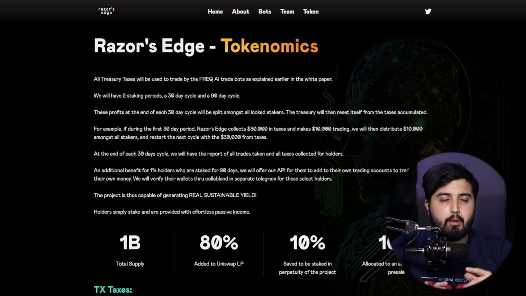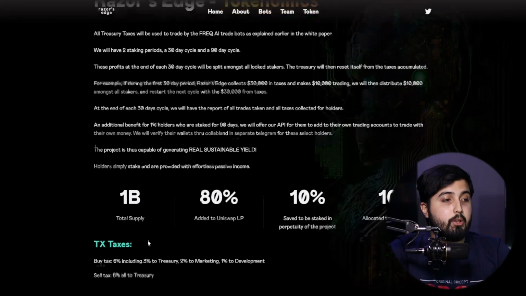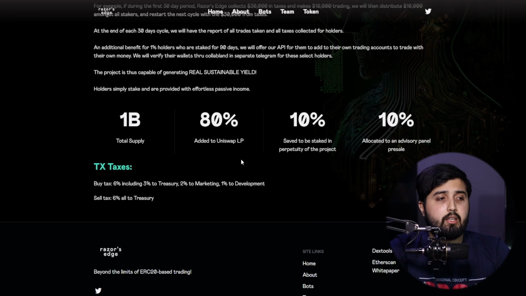Now, let's take a look at some numbers. The total supply of Razor Edge token is 1 billion, with 80% added to the Uniswap liquidity pool, 10% saved to be staked in perpetuity of the project, and 10% allocated to an advisory panel pre-sale.